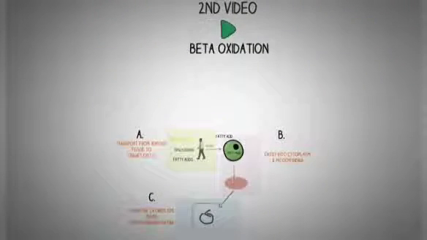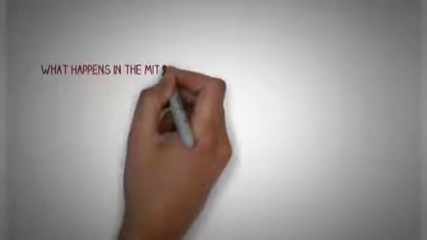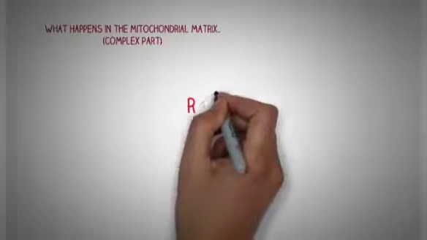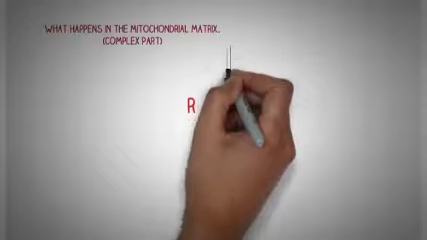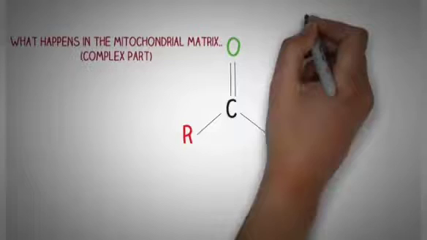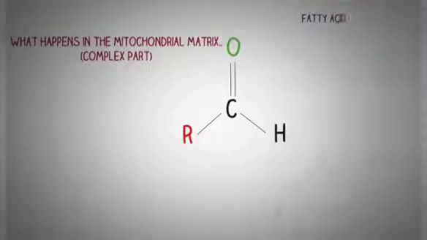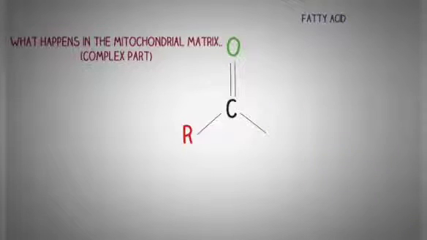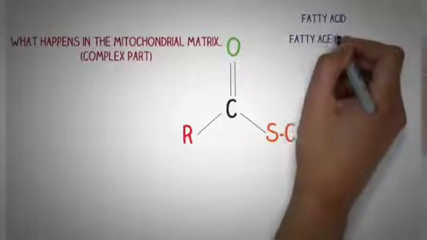mitochondrial matrix. Now let's talk about what happens in the mitochondrial matrix, which is the complex part of the beta oxidation. What you're seeing is the basic formula of a fatty acid in which a side chain is attached to the carboxyl functional group. In this compound, if we remove the hydrogen atom and attach a CoA group to this compound, this becomes a fatty acyl CoA.